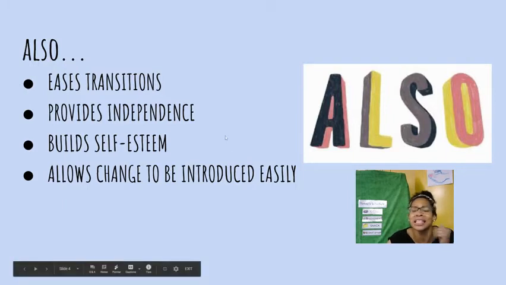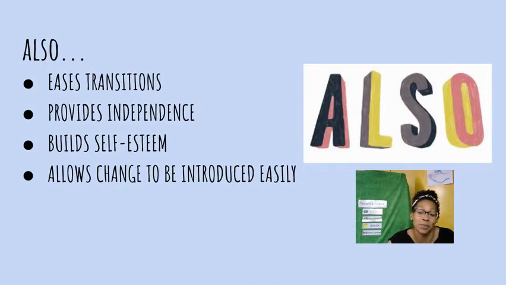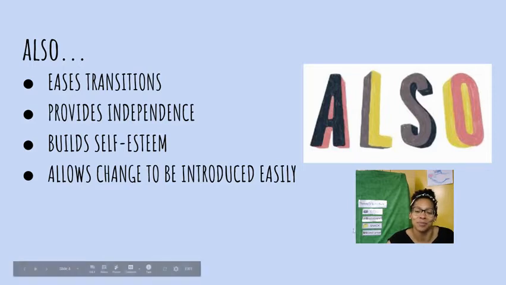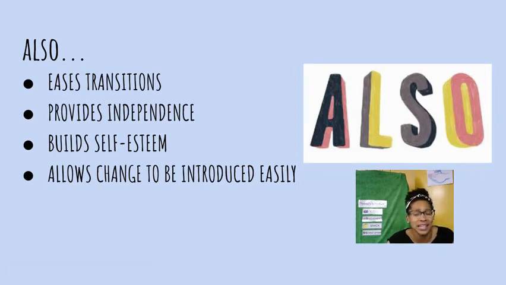It builds self-esteem. Since visual schedules allow children to develop responsibility and independence, kids' self-esteem can also be strengthened. Kids can see the progress they make by checking off things on the schedule and feeling a sense of accomplishment. And it allows change to be introduced easily. So a new task or activity can easily be introduced into a visual schedule by placing it between two items already on a schedule. Since kids can see the new change visually and where the change takes place, they can adapt a little bit better to those changes.